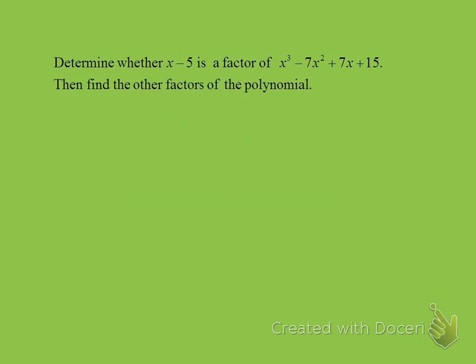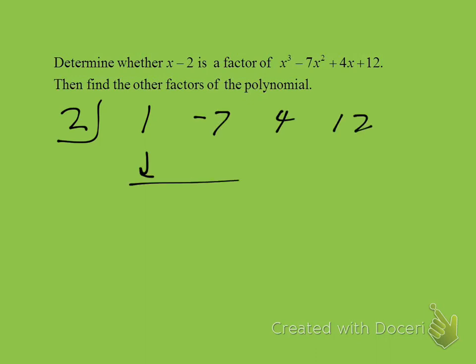Next one. This is for you. Determine whether x minus 2 is a factor of x cubed minus 7x squared plus 4x plus 12. Then find the other factors of the polynomial. What goes in your box? 2. Okay. 2 in your box. So we got 1, negative 7, 4, and 12.